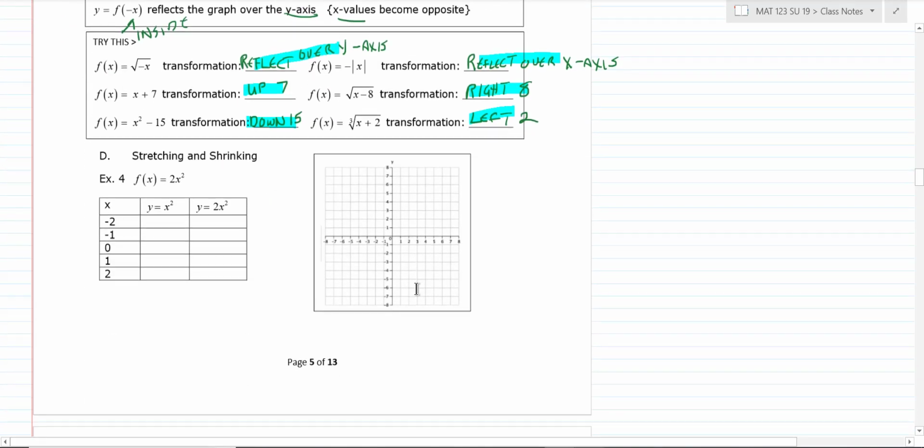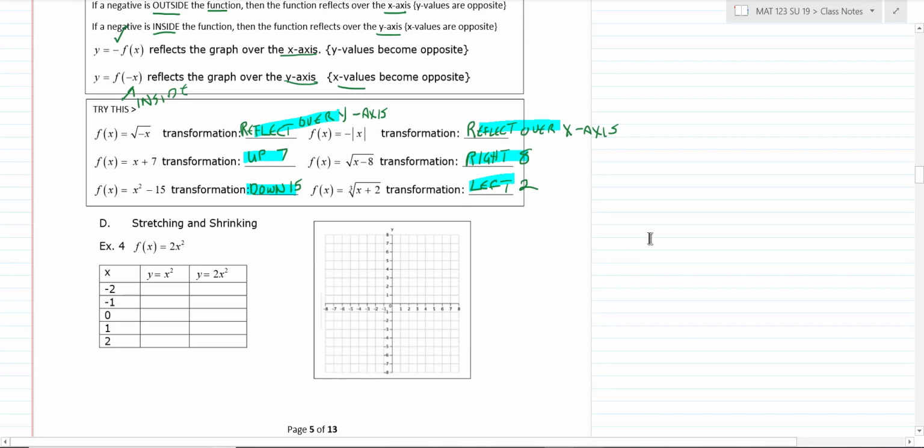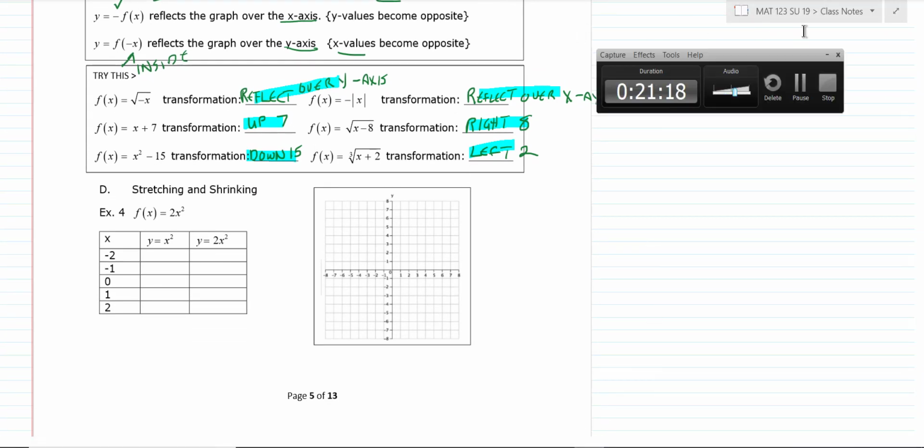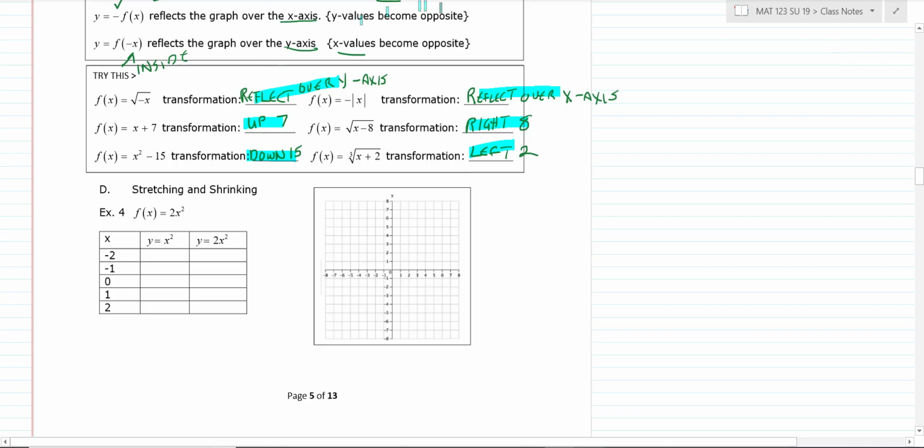Okay, so we'll go to the next thing, which is stretching and shrinking. And let's go ahead and begin to go through that a little bit. Now what we're going to do is put a number in front of the function.